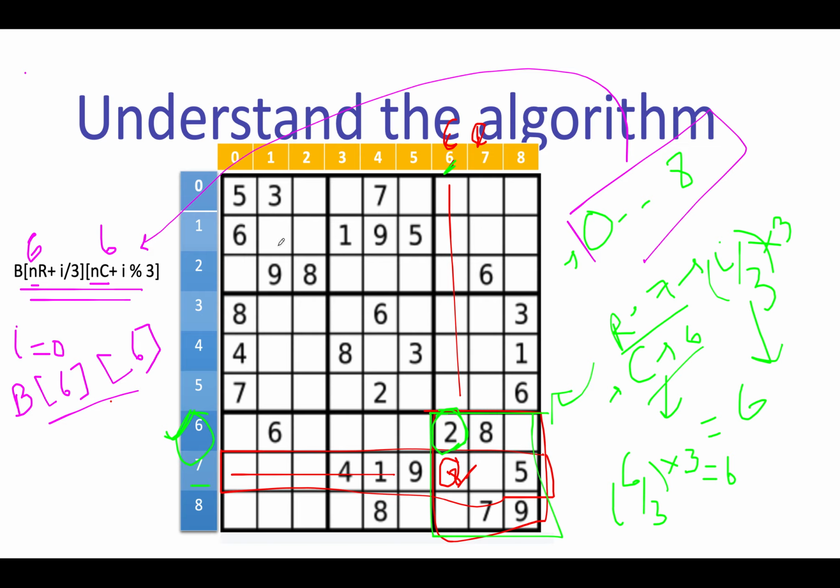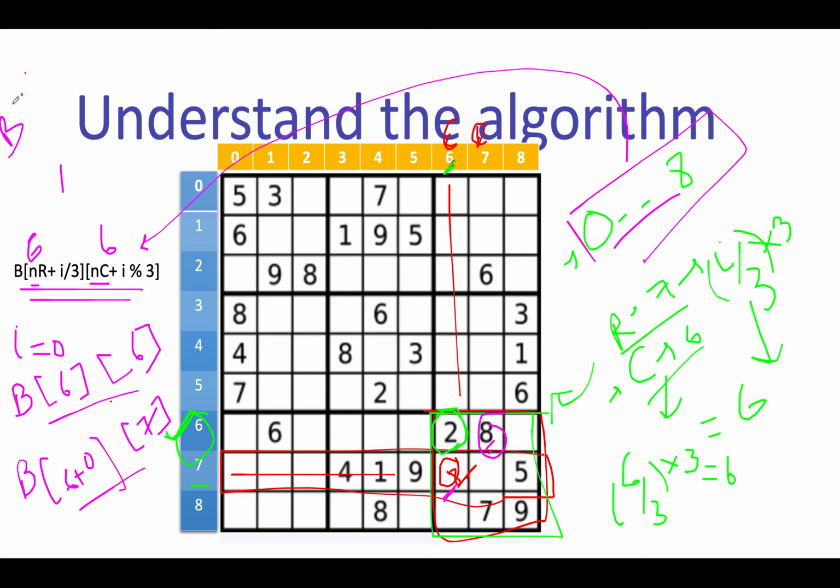Then we'll have I equals 1, and let's try and generate the new index. It would be equal to 6 plus 1 by 3, which is 0, followed by 6 plus 1 modulus 3, which is 7. So the index is board of 6, 7, which is 8, and this time 8 turns out equal to the newly updated number, and since it's a violation case, we will abort the process. Let me tell you a few more iterations with I so that you can understand this formula.